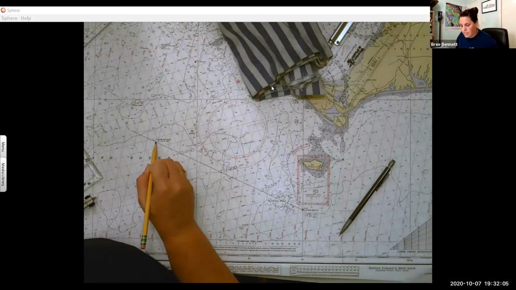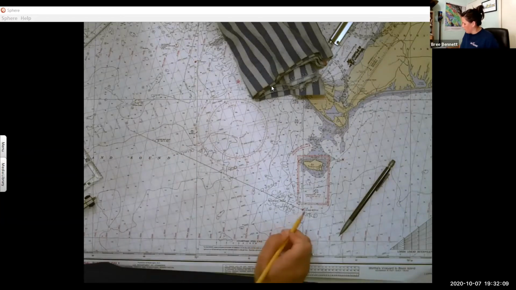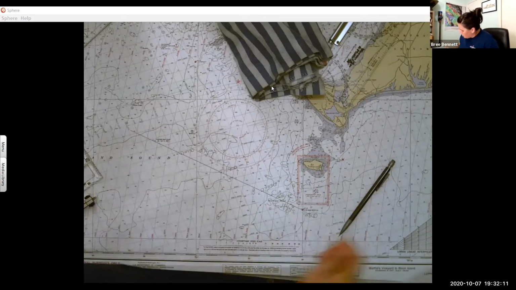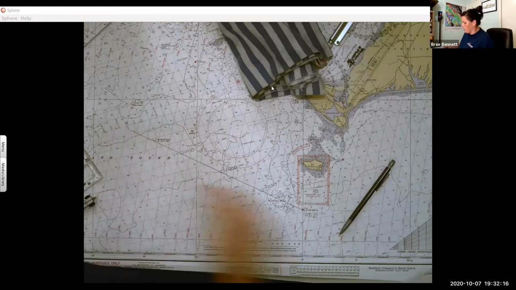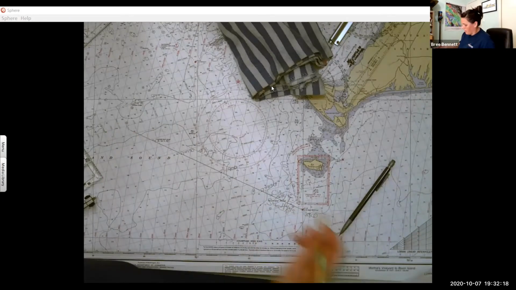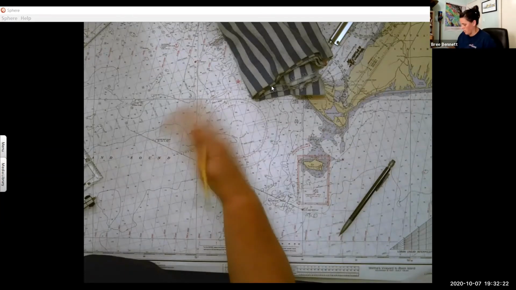So it says, is there a potential problem? Yes. And again, remember, anytime we draw a line, we look along that line for potential problems or hazards. So is there a wreck? Is there a shoal? Is there land? Are we crossing a traffic lane? What's going on?